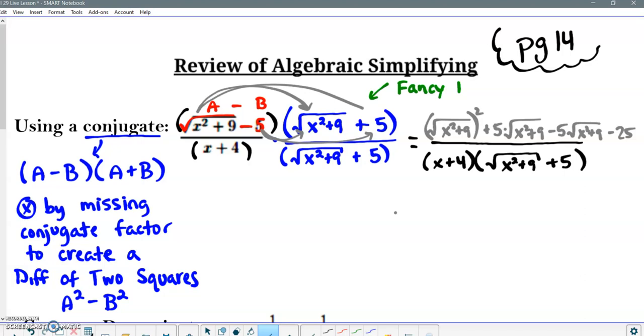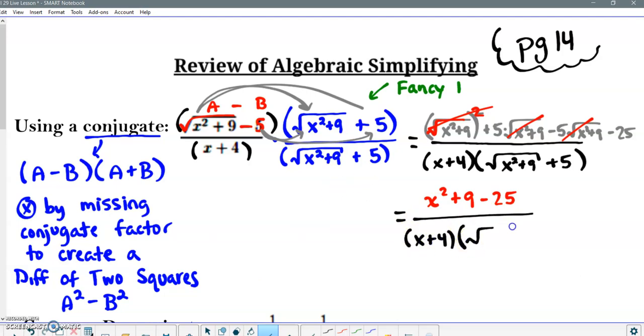At this point, it maybe looks a little messy, but hopefully you notice something nice. This is why we use the conjugate, because the difference of two squares does this: these middle terms cancel. Maybe I'm taking a long time to show you that, but I want to make sure you don't miss it. The other really nice thing about using the conjugate with this root situation is that the square root and the squared are inverses, so they cancel out. So we end up getting x squared plus 9 minus 25 in the numerator. That's much prettier. The denominator still looks a little gross, but don't worry, some nice things are about to happen.